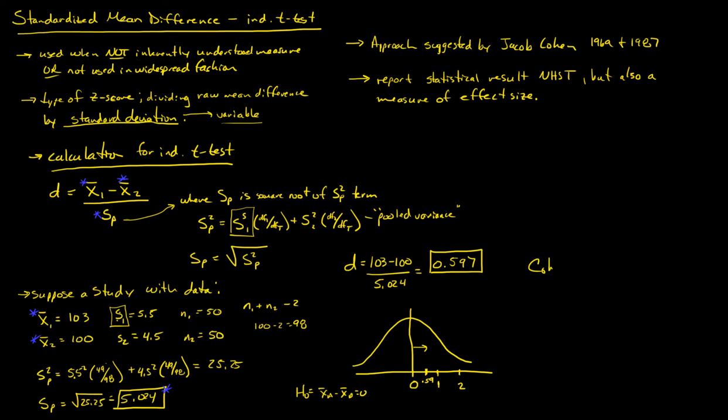And Cohen gave us some general conventions for small, medium, and large. I would caution you to be very careful with using these, but in general, we think of a small effect as 0.2, a medium as 0.5, and a large effect as 0.8. So 0.8 is saying you've moved it 8/10 of a standard deviation. 0.5 is half a standard deviation. Small is 2/10 of a standard deviation. And so that's how you calculate the effect size for an independent t-test with some conventions here.